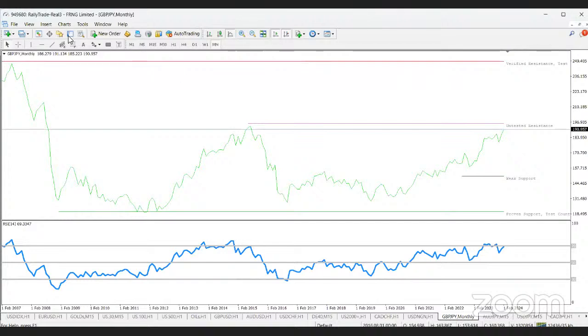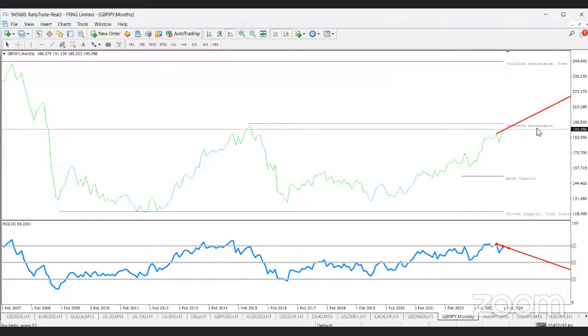And why do I say that? If you compare the highs of GBP/JPY right now, this is one high, this is another high. Currently, GBP/JPY is doing a higher high. But the RSI, and this is on the monthly time frame, is showing a lower high.